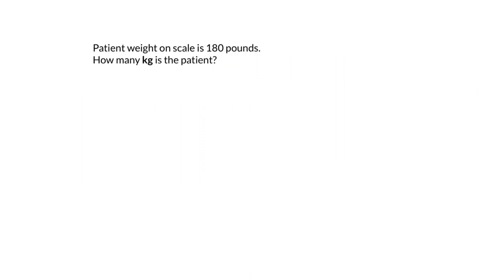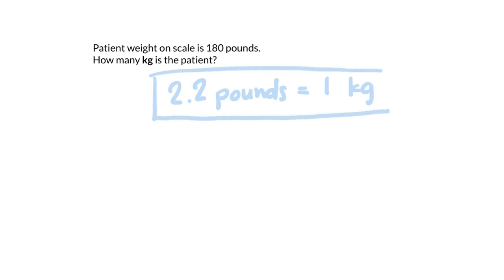If a patient weighs 180 pounds on the scale, how many kilograms does the patient weigh? So we need to first know some basic information, and that is how many pounds are in 1 kilogram. Now, we know you have to memorize, or you can obtain it from a resource, that 2.2 pounds equals 1 kilogram. Okay, that's what we would call your conversion factor, and you have to know that before you start.